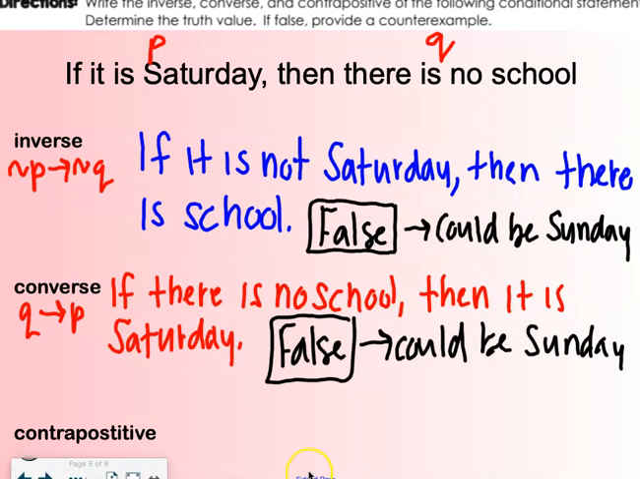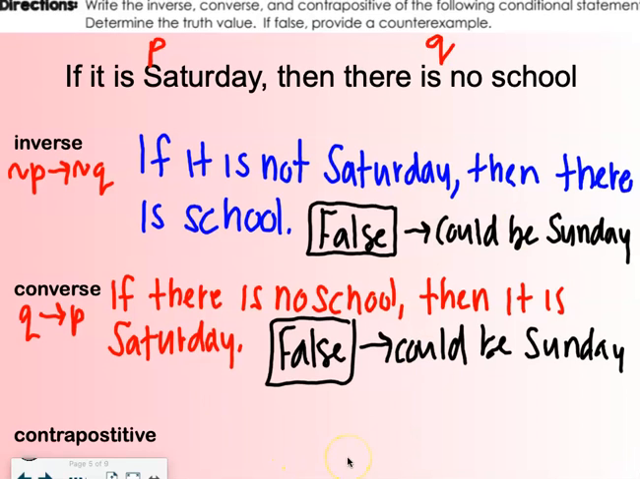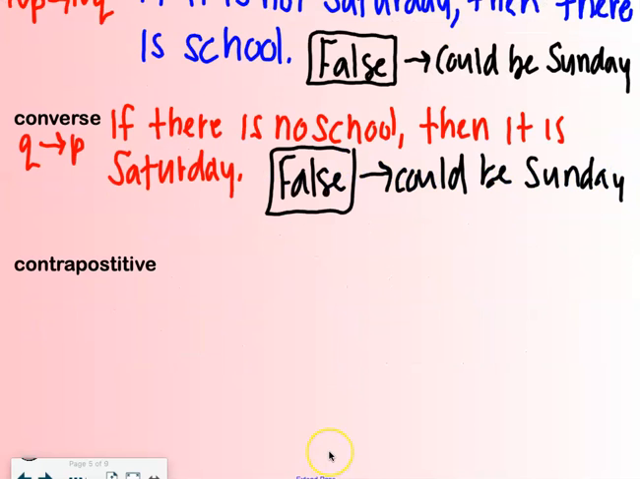Okay, and then in symbols, what's our contrapositive? What did we write in our notes? Squiggly line Q, arrow, squiggly line P. So squiggly line means not, right? So not Q implies not P.